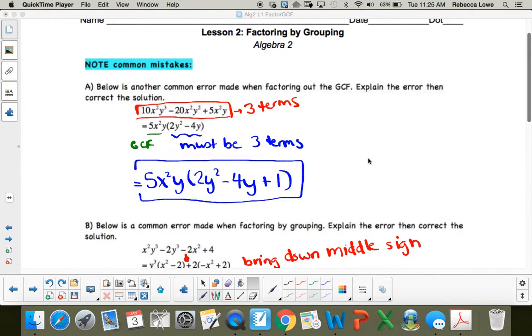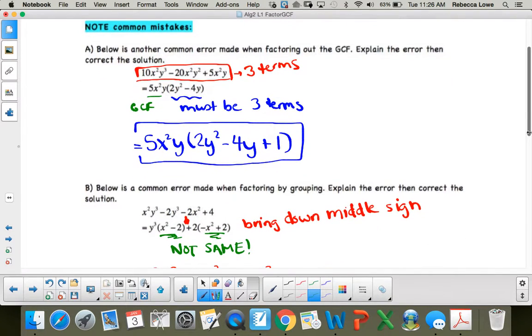All right, this is the second video of Lesson 2, Factoring by Grouping. You were instructed to try to identify the common mistakes and then to fix them in A and B on the second page. So I'm going to go through those really quick.